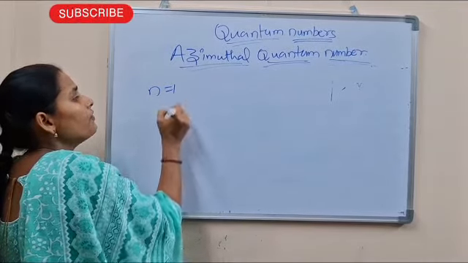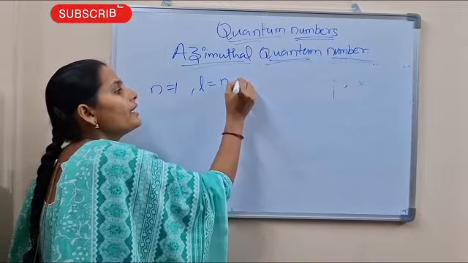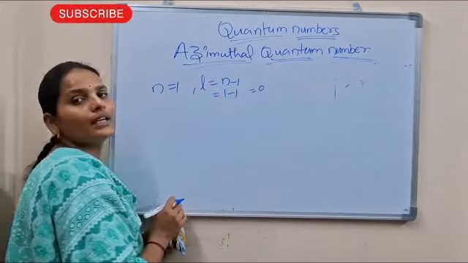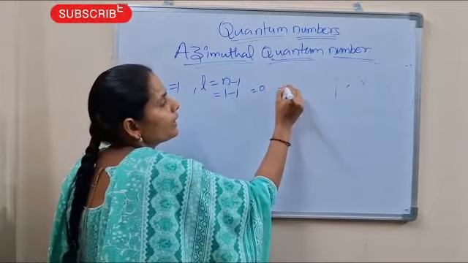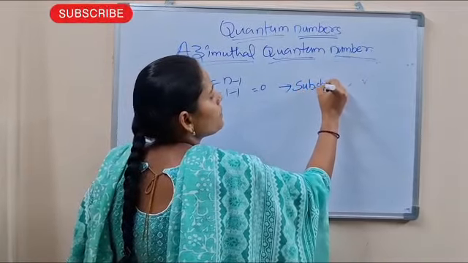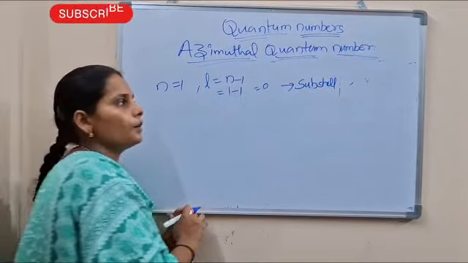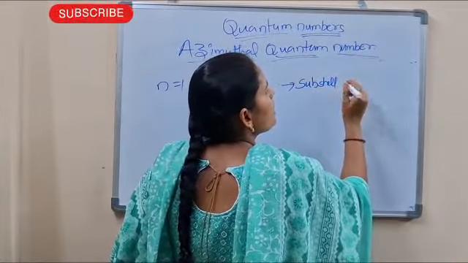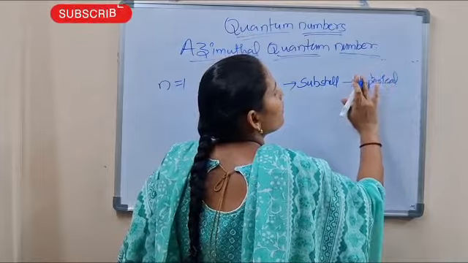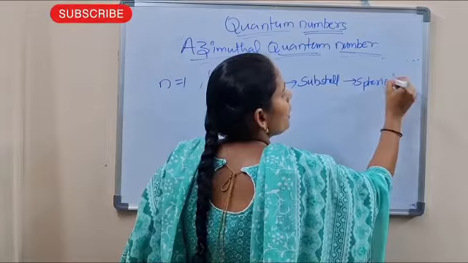If n equal to 1, then L equals n minus 1, that is 1 minus 1 equals 0. Here it is an S subshell. This azimuthal quantum number explains the shape of the orbital. Here the S orbital is spherical in shape.